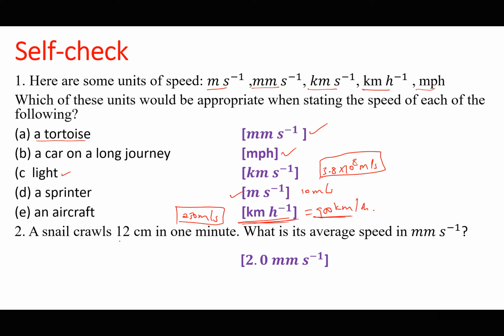A snail crawls 12 centimeters in 1 minute. What is the average speed? This is basic. Average speed will be 12 centimeters. So I can change it, because they want this in millimeters per second, so I'll say 12 times 10, because 1 centimeter is equal to 10 millimeters, divided by 1 minute, which is 60 seconds. So you have 120 divided by 60, that is 2 millimeters per second.